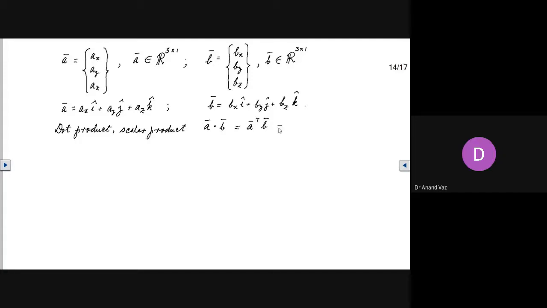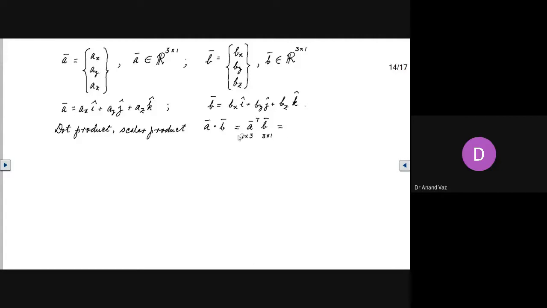And you can see that because it is a scalar, A transpose B, A transpose is a 1 by 3 because this is a 3 by 1. This is also a 3 by 1. So here you have 1 by 3 operating on a 3 by 1. And you know that the outcome of this is a 1 by 1, which is a scalar. And you know that the transpose of this scalar also is the same thing.